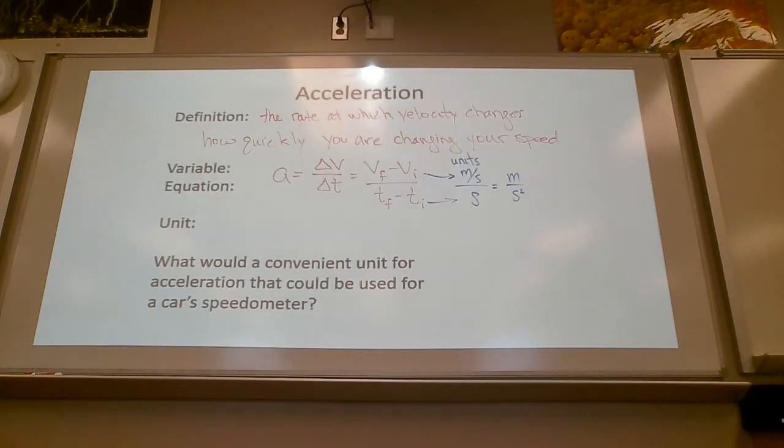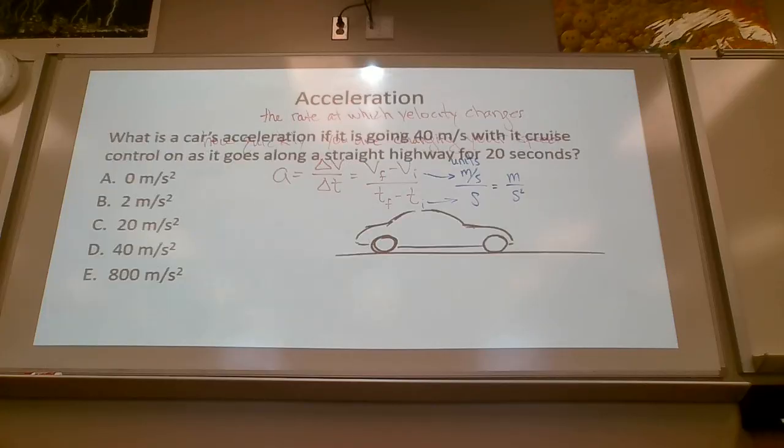A more convenient unit for us driving would be miles per hour per second. So if you had an acceleration of 5 miles an hour per second, your speedometer would look like 5 miles an hour, 10 miles an hour, 15 miles an hour, 20 miles an hour. Every second that goes by, you're changing your velocity by 5 miles an hour every second. All right with that? But we're in science class and we use the metric system. Good? Okay.